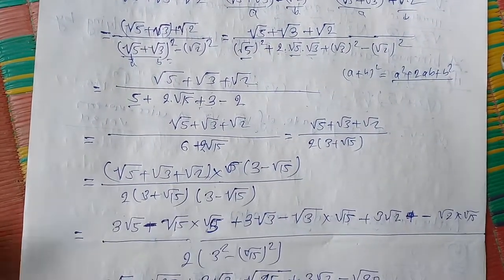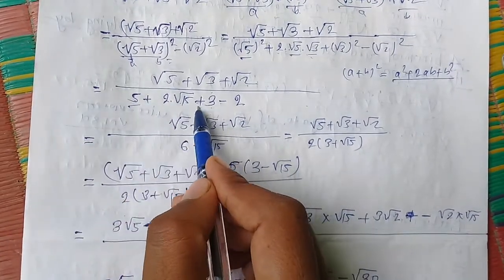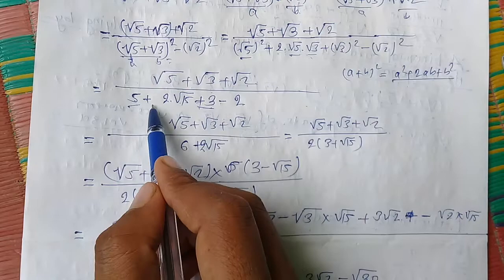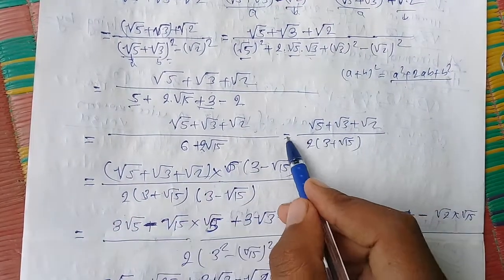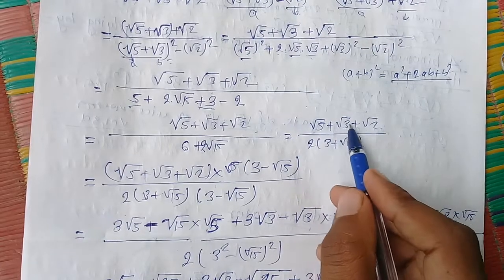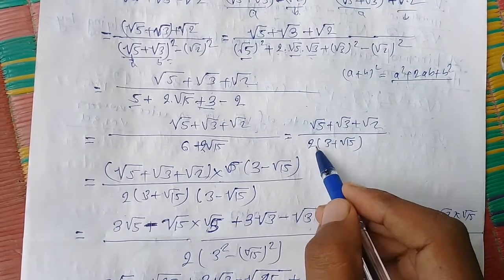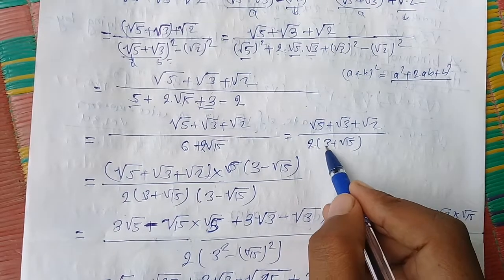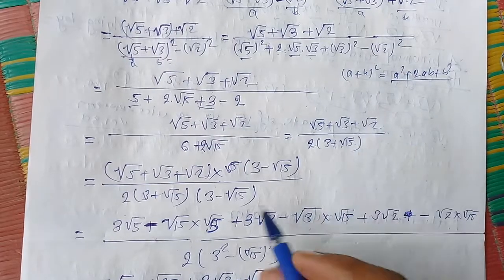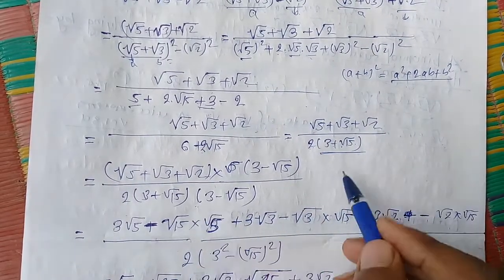So again what do we see? 5 plus 3 is 8, minus 2, again we get 6 plus 2 root 15, and the numerator is the same. So now in the denominator we can take 2 common, so 3 plus root 15. Now again we have to rationalize this.